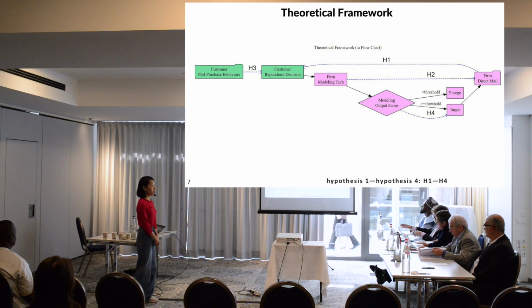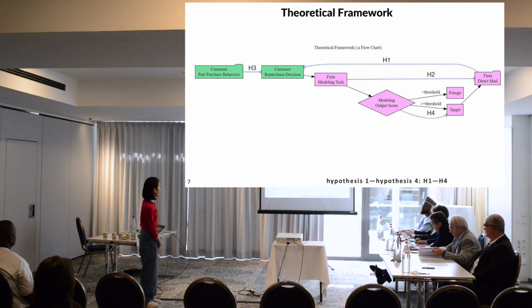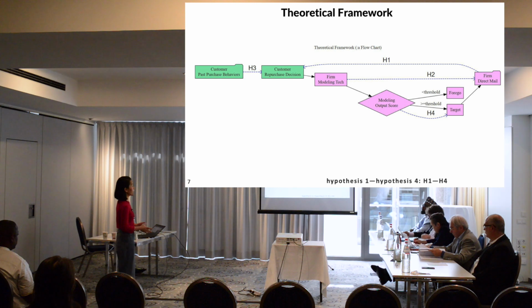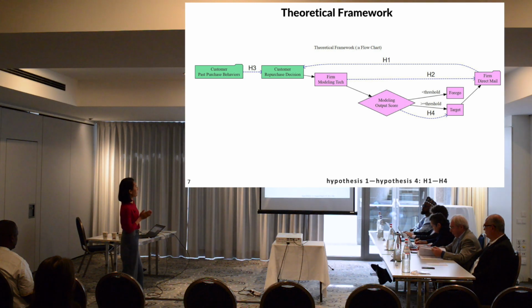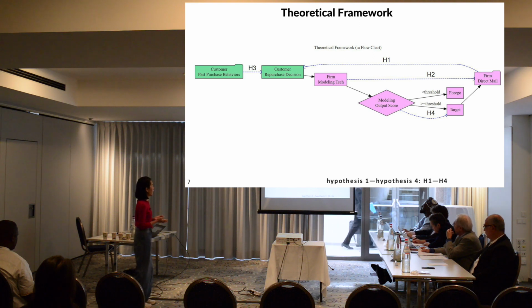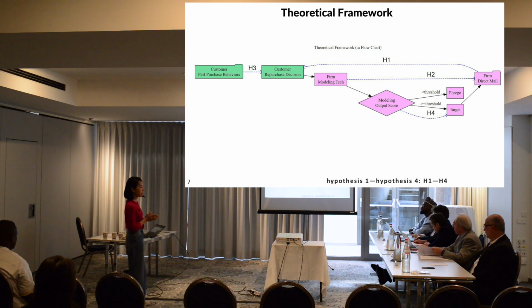Empirically, and also theoretically, we know customers' past purchase behaviors can impact their repurchase decision. Let's suppose this applies to a direct mail targeting context. If the firm could take advantage of this information, say they want to make a prediction about customers' repurchase decision given their past purchase behaviors, they could use their in-house modeling tool to produce an output score, which is an index score representing each customer's purchase likelihood. Suppose the likelihood score ranges from 0 to 1, the higher the better.